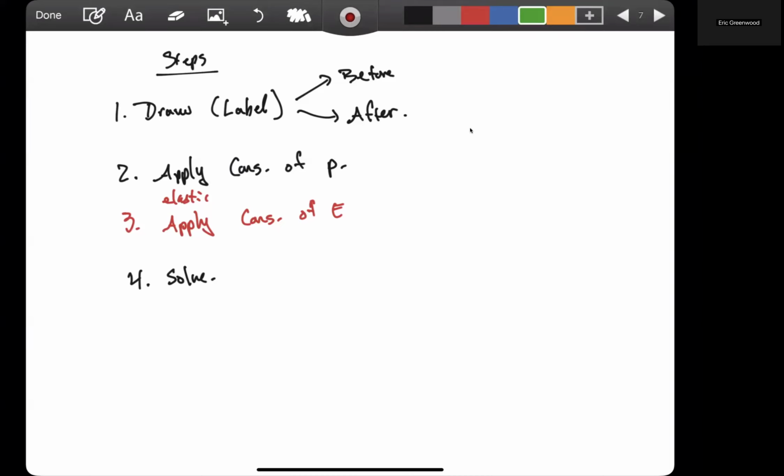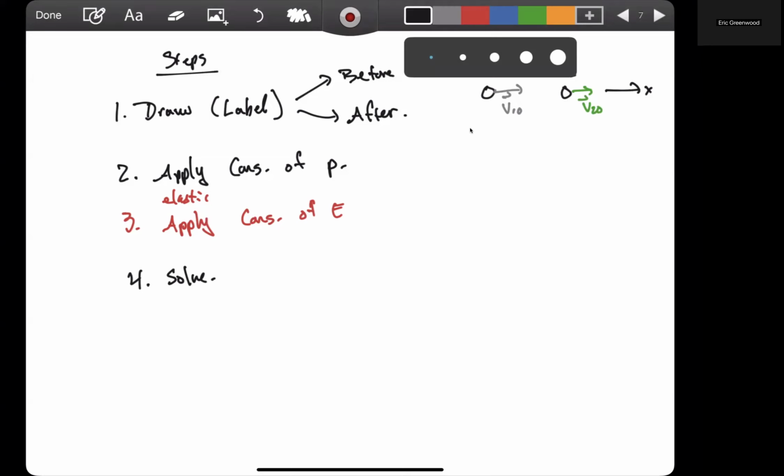So again, you're going to draw, and when you draw, you make sure that you label everything. If I have both objects moving in the same direction, and I call this my positive x direction, and this is say M1, and this is M2, I want to make sure I draw my V1 initial and my V2 initial on there. And then this is my before picture, and then in my after picture, this is M1, and again, this is M2.